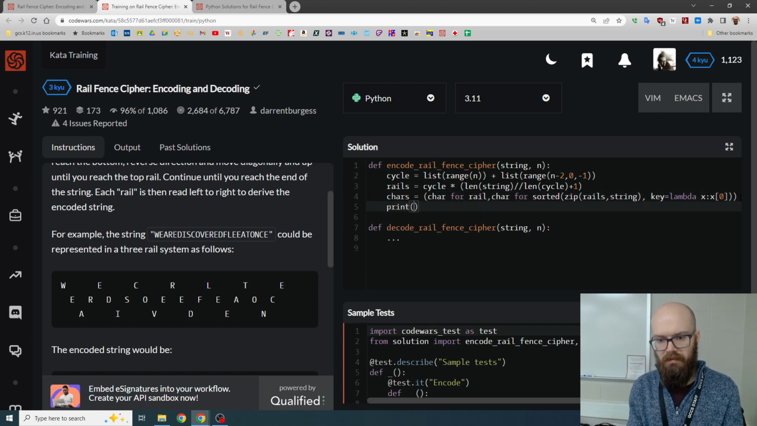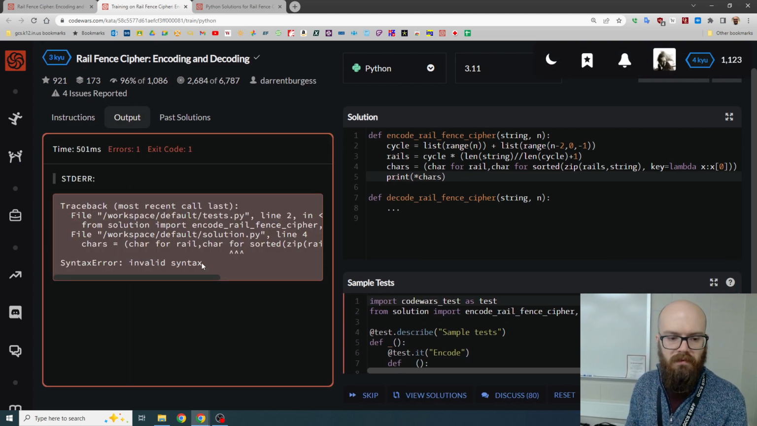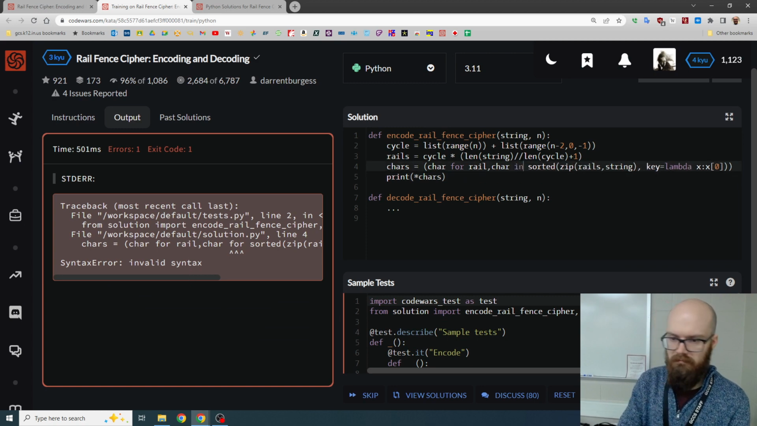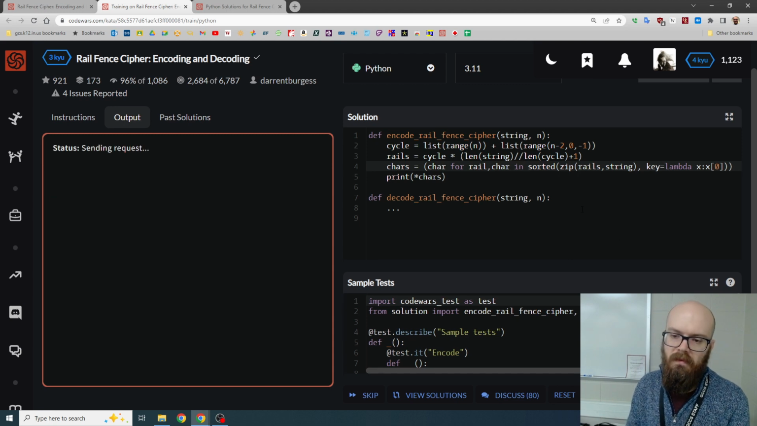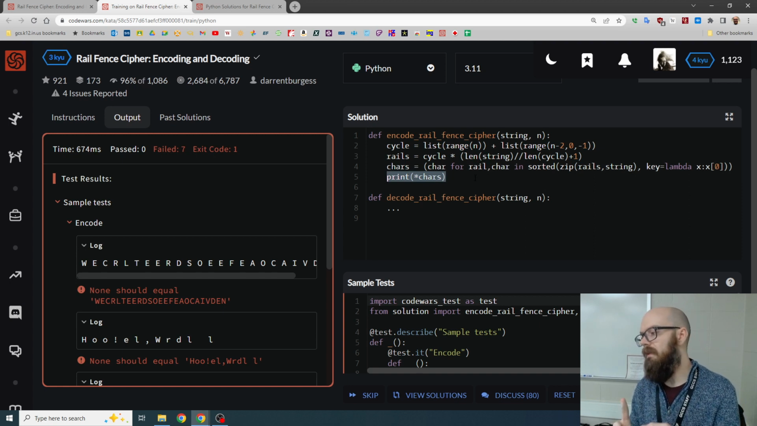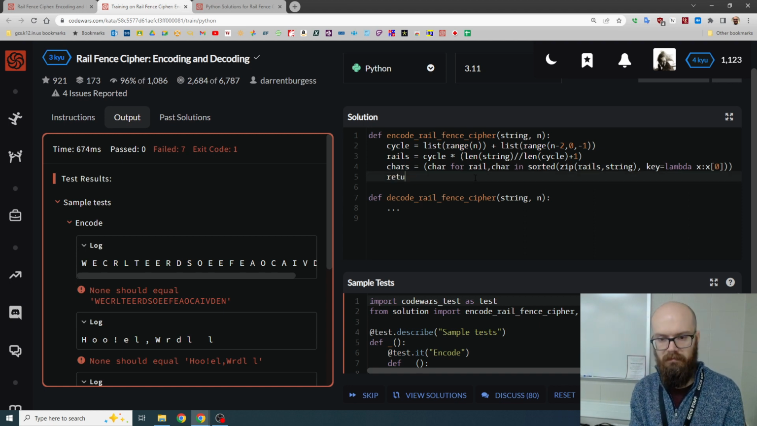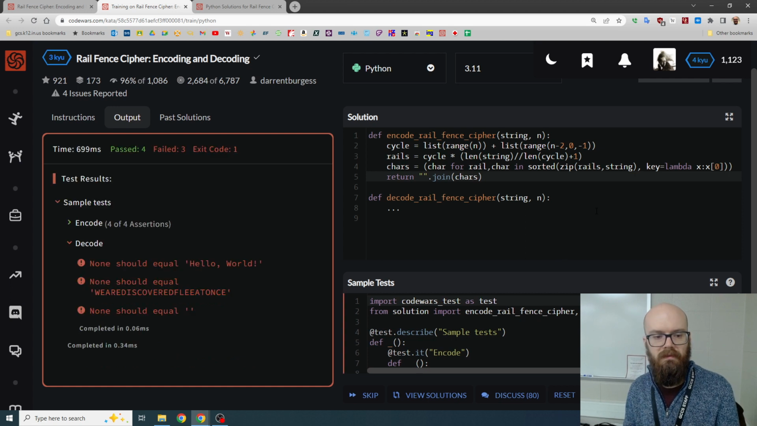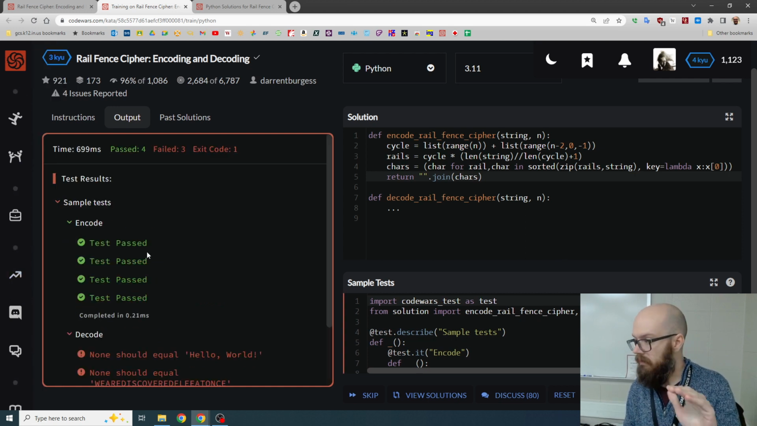So I could print chars. I think I have to put a star here because I made it a generator, and then I'll show you if... oh, typo. And then, hey, that's pretty good. So now we can join and then return. So that's going to be great. That's the encode. We passed those tests.